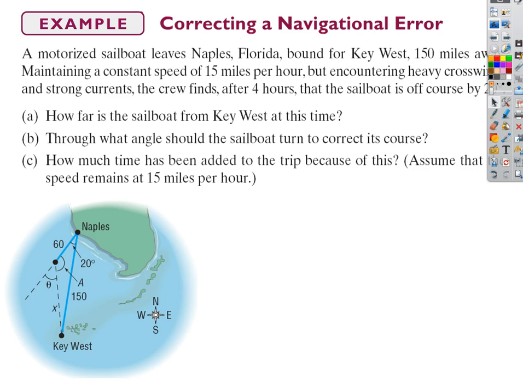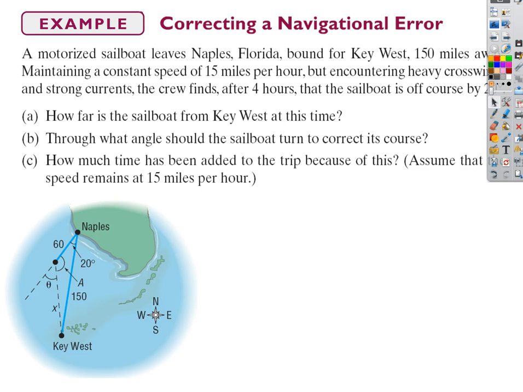Alright. So now we get into the hardcore stuff. How is this used, or how can I find this? It's called navigation is what we're going to be talking about. So we're going to talk a little bit about the degrees. And so we're going to be given this: a motorized sailboat leaves Naples, bound for Key West 150 miles away. So I know if I go straight from Naples to Key West, it's 150 miles. Sounds good.